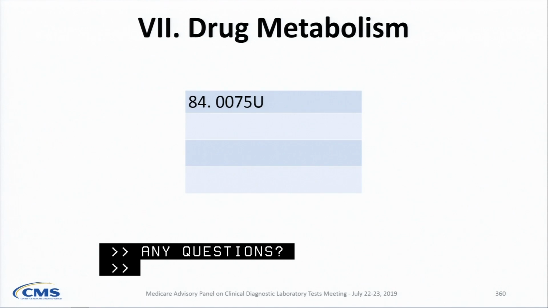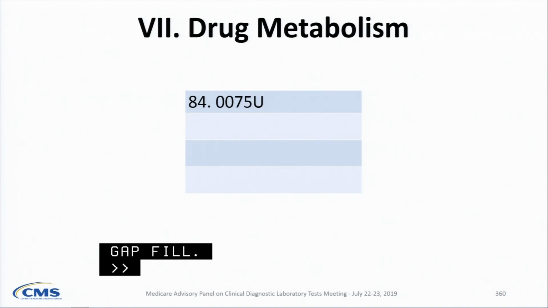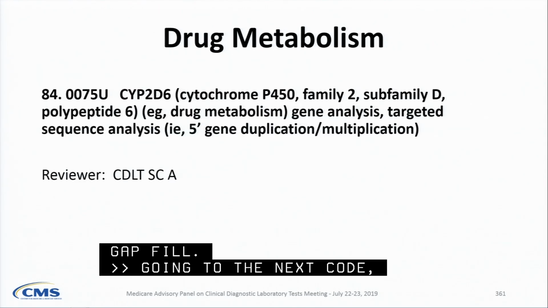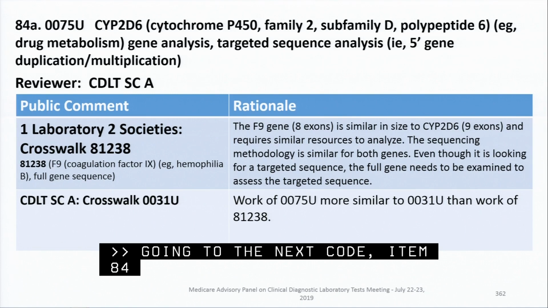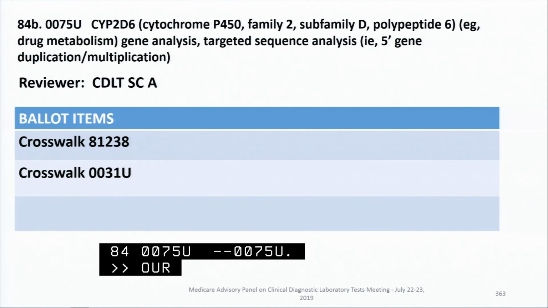Going to the next code. We're going to do this in the next 2 minutes. It's item 84, 0075U, and I'm going to turn this over to Dr. Bossler. Our recommendation is 81238 crosswalk. Any questions from the room, on the phone? Your ballot item for 0075U is 81238 or gap fill.